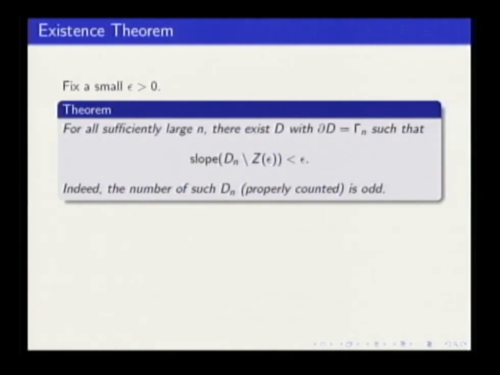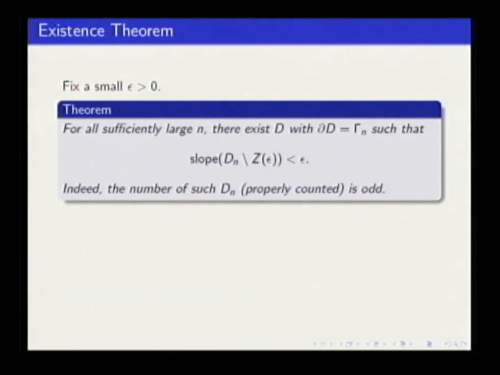Okay, so the existence is given by this theorem. So fix a small epsilon. That's the level; it reflects the level of goodness that we require. And the theorem says that for all sufficiently large n, there exists a minimal disk with the given boundary gamma n, such that the slope, if you go epsilon away from the z-axis, is less than epsilon. Okay, so we'll call a disk that satisfies that inequality a good disk.